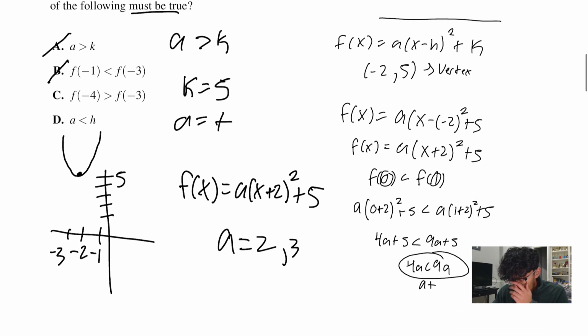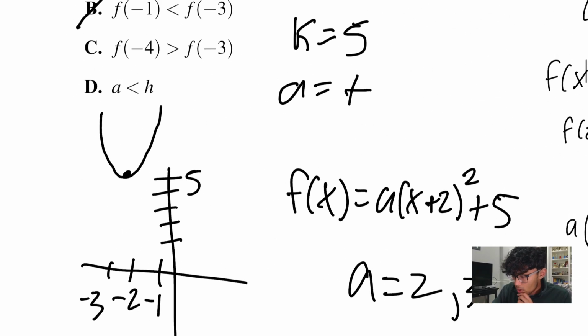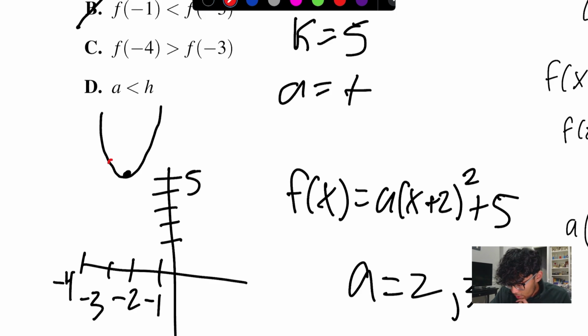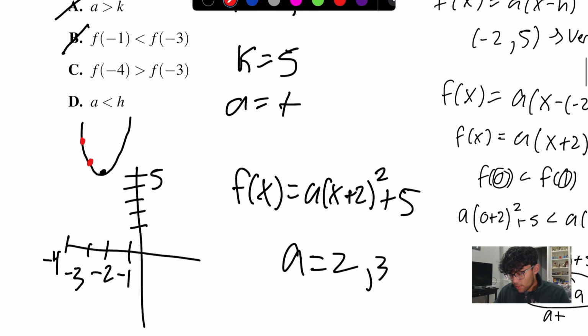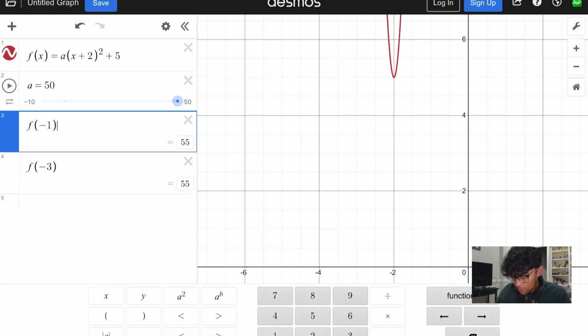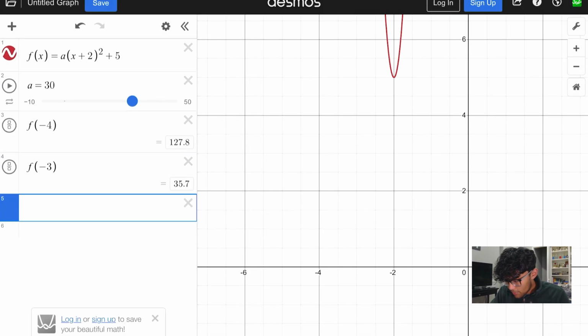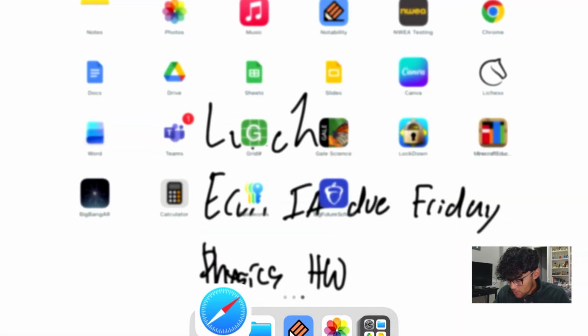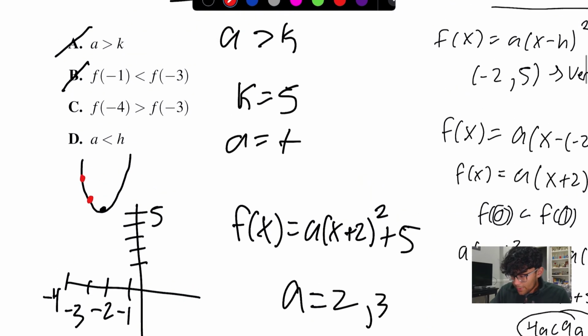Let's move on to C. f of -4 is greater than f of -3. Yeah, this kind of makes sense, right? If we just look at the graph, you have -4 right here, and f of -3 would be around here, while f of -4 would be around here. So yeah, this is probably correct, but let's just check, right? We have f of -4. Yeah, obviously that's going to be a lot greater. And if we mess with the slider, still a lot greater. So I would say this is probably correct.